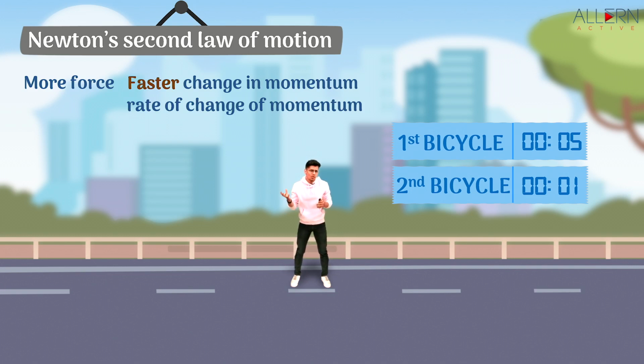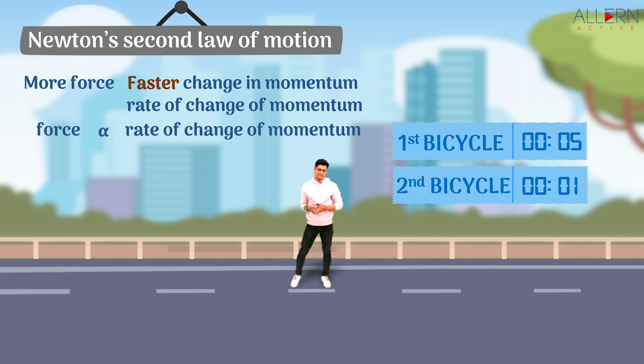So when one physical quantity increases and the other also increases, we say that they are directly proportional to each other, which means that force is directly proportional to the rate of change of momentum. So this is nothing but Newton's second law of motion. Now, how do you remember this? How do you memorize this? You need not actually memorize this. This over here, what you see, is actually the second law of motion.